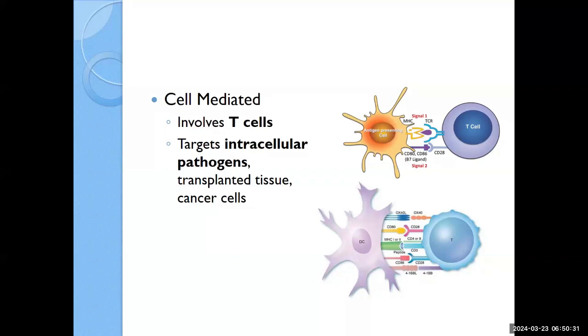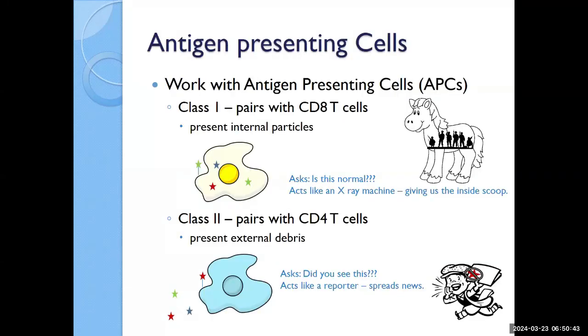The cell-mediated response, on the other hand, is capable of targeting intracellular pathogens, transplant tissue, and cancer cells. They do this in two mechanisms. There are two populations of T cells. CD8 T cells are known as cytotoxic killer T cells, while CD4 T cells are known as helper T cells. The CD8 T cells are advanced natural killer cells. They work with MHC class I receptors.